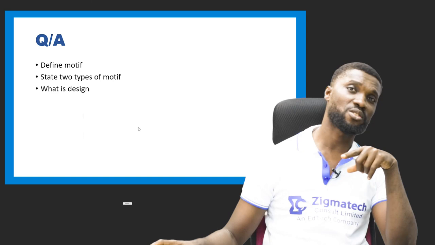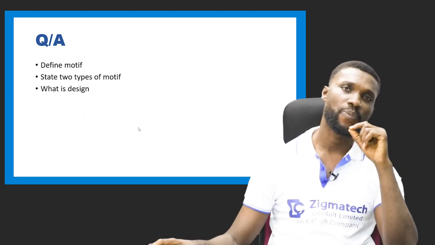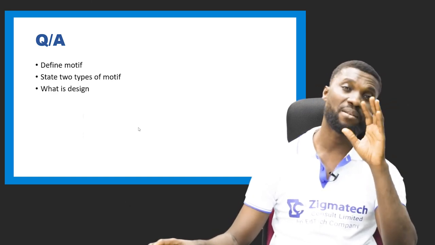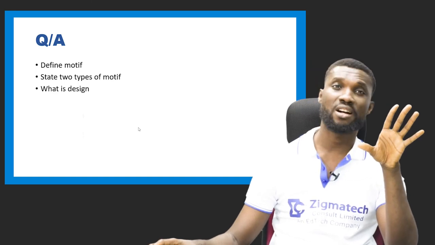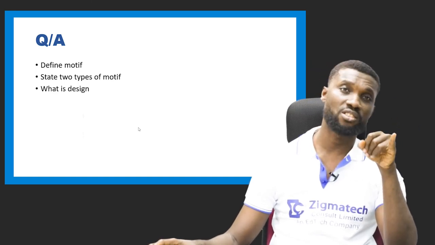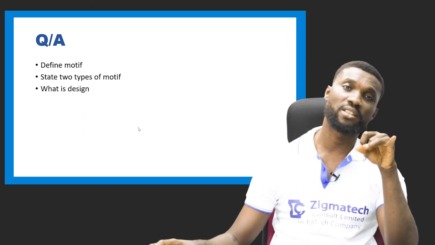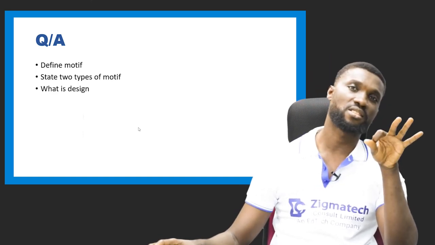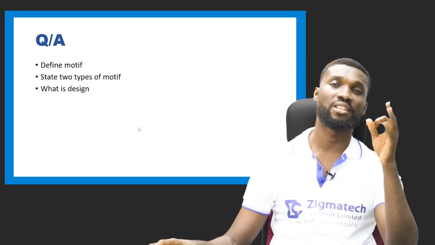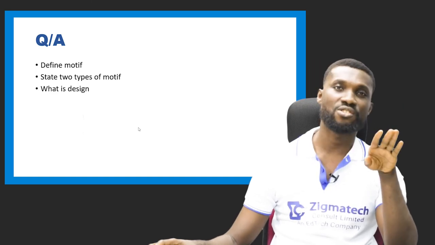And the second question I want to ask you is, state two types of motifs. What are the two types of motifs? I gave you about five different types of motifs. I told you we have the floral motif, which is the natural motif. We have the geometrical, we have the abstract, and then the artificial motifs.